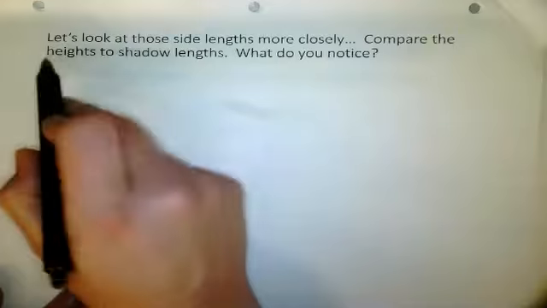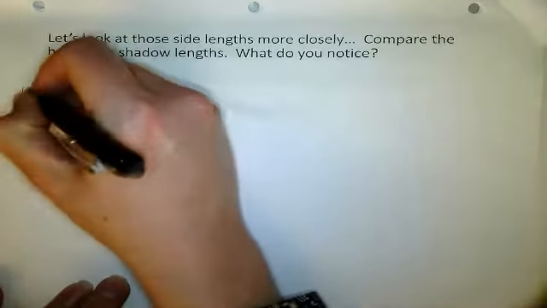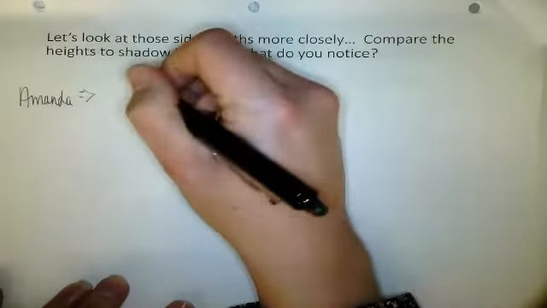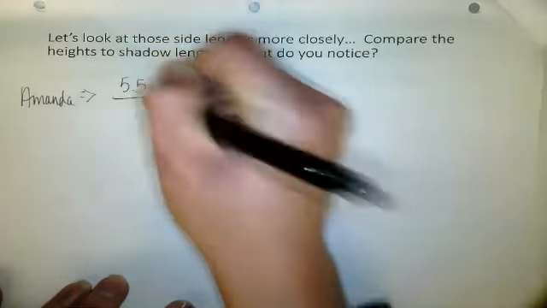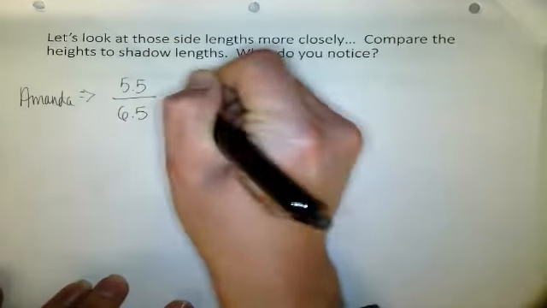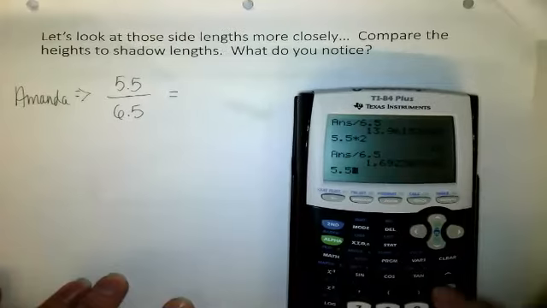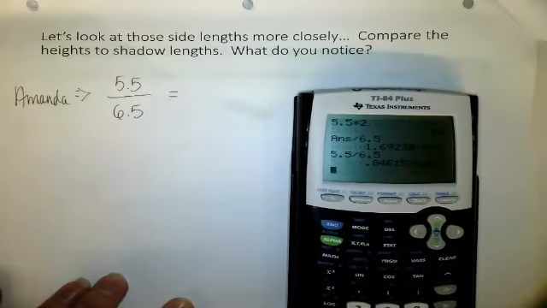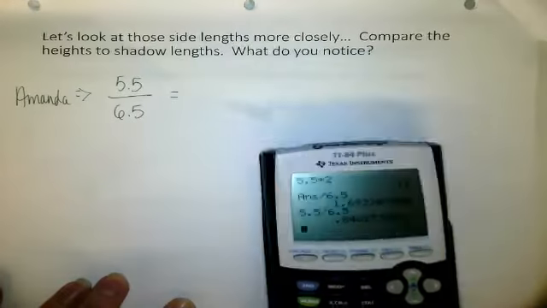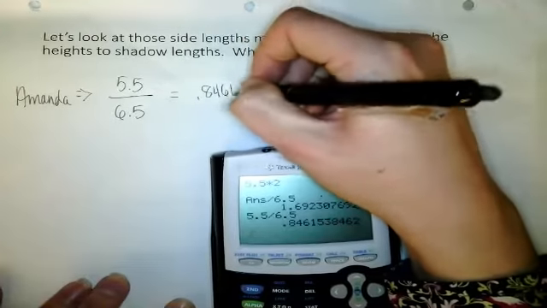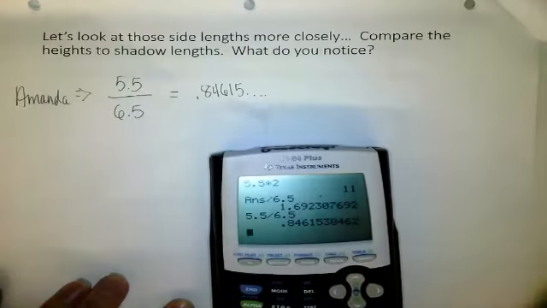We're going to compare the heights to shadow lengths. So let's start with me. I want to compare my height to my shadow length. My height was 5.5 and my shadow length was 6.5. That ratio turns out to be 0.84615, and so on.